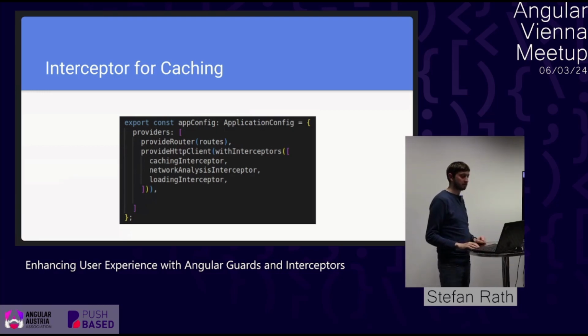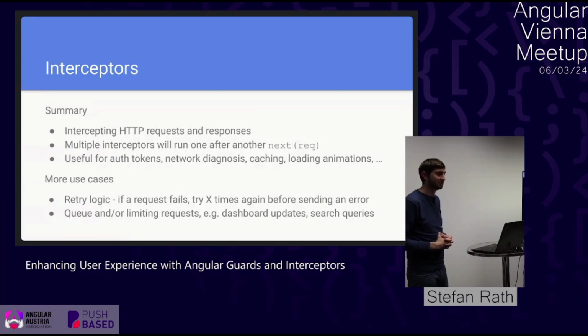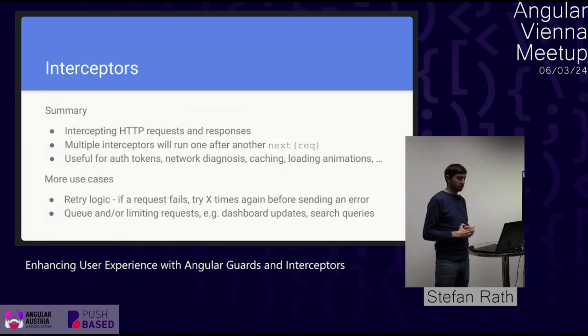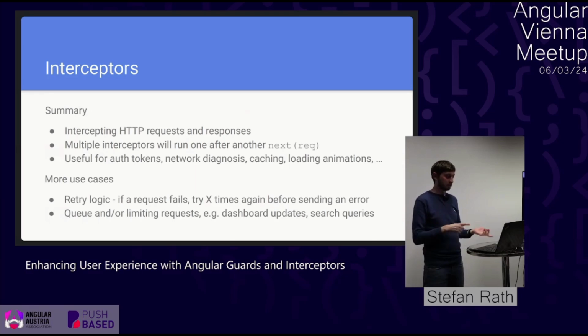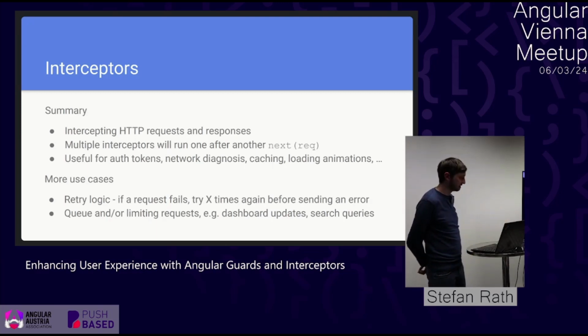And my summary about interceptors. Interceptors intercept HTTP requests and responses. That's the definition Angular.io gives. You can have multiple interceptors, one after another, with the next handle function. And it's useful for auth tokens, for network diagnosis, for caching, for loading animations, and for many, many more things. For example, I have listed a few more use cases.